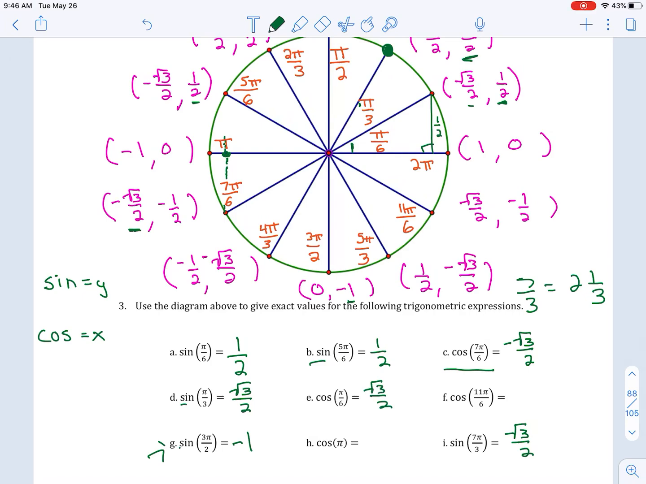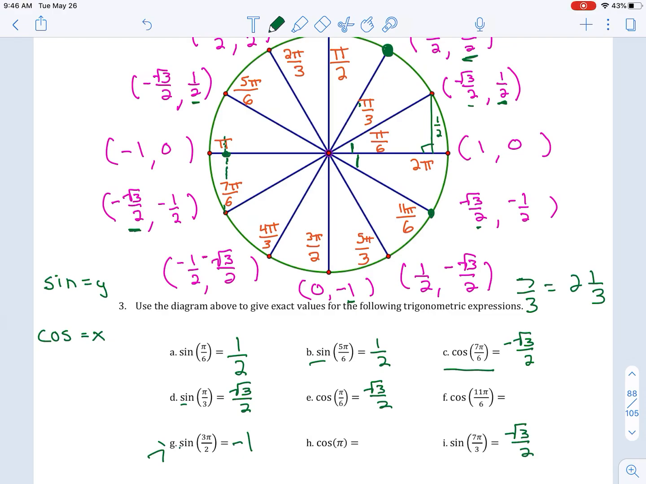What's the cosine of 11 pi over 6? Okay, here's 11 pi over 6. What's its x value? It is the square root of 3 over 2. Uh-oh. Okay, my pencil died right in the middle of it. But I think this is the last problem, isn't it? Oh, nope, there's one more.